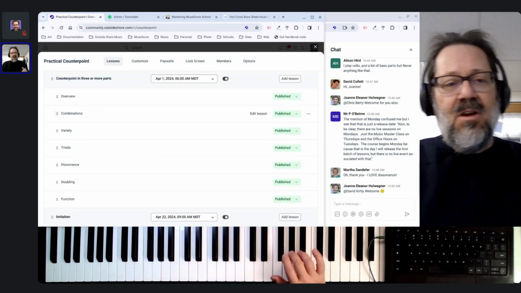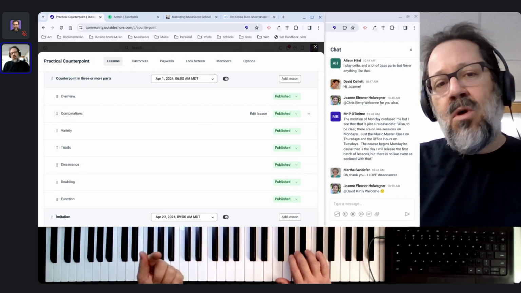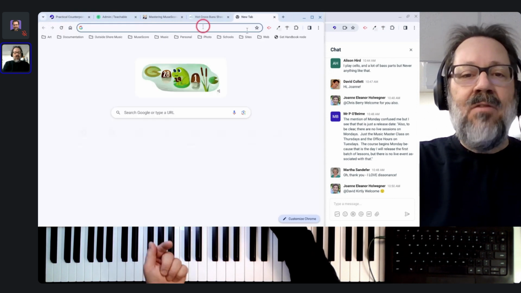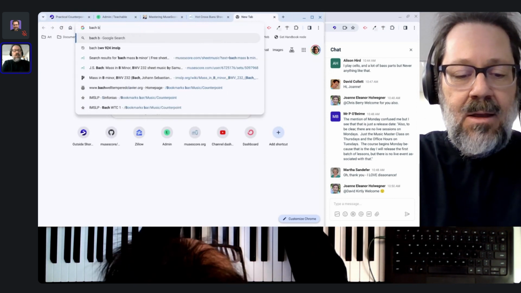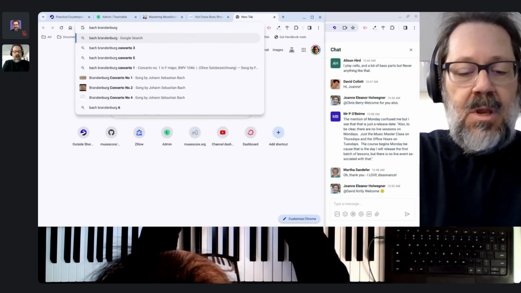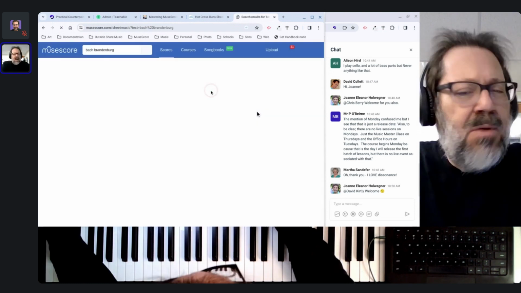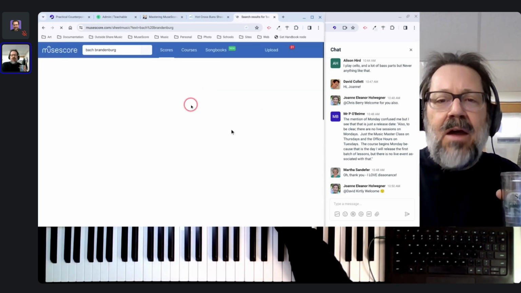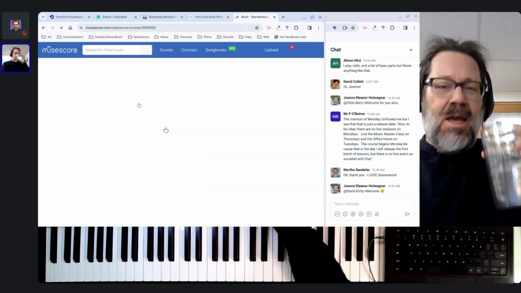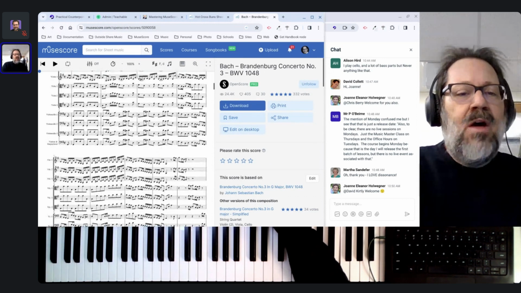Well, the next section of the course has to do with counterpoint in 3 or more parts. As an example of that, I often look at things like Bach's Brandenburg Concerto. I'll just pull that up on MuseScore.com, because the Brandenburg Concertos use a lot of counterpoint, and it's not necessarily all or even mostly imitative counterpoint, but it is counterpoint involving multiple voices.